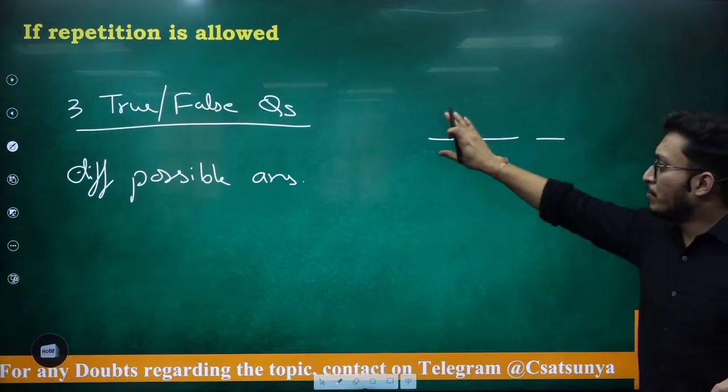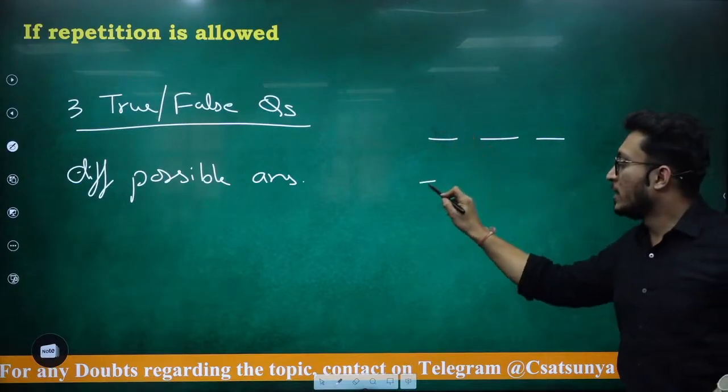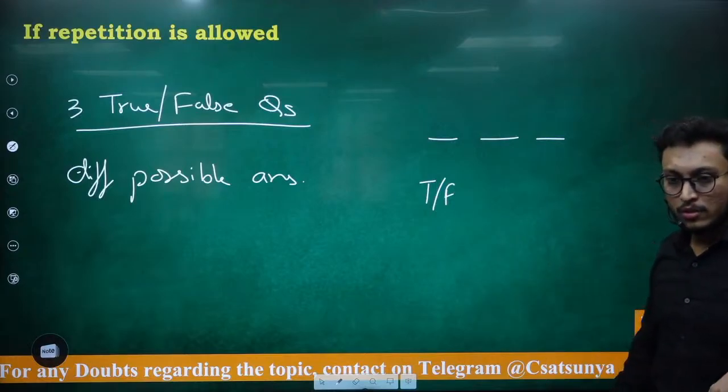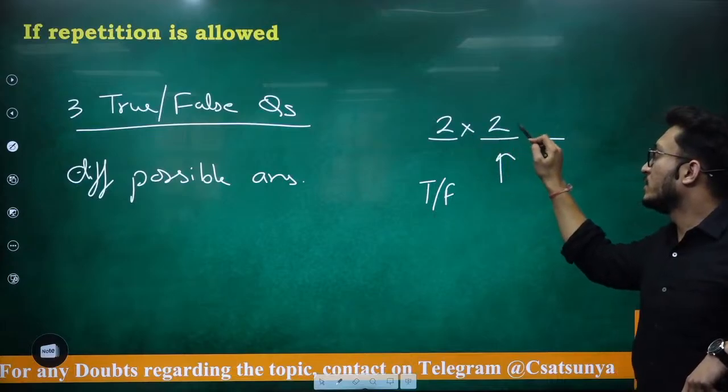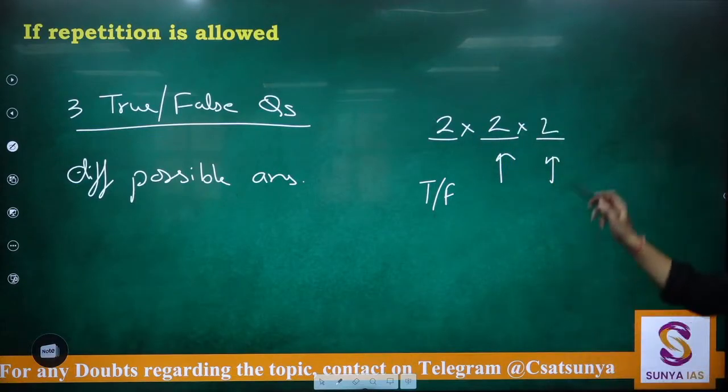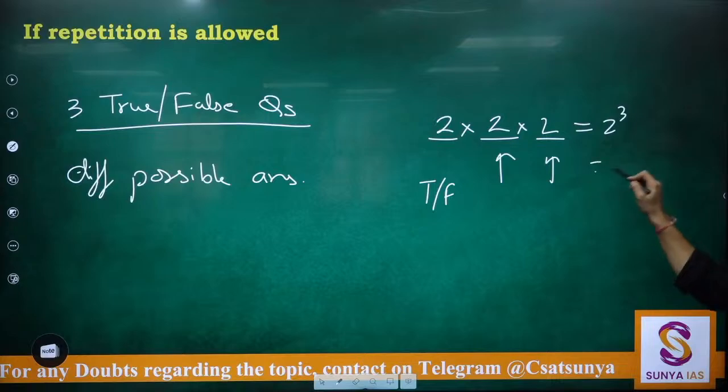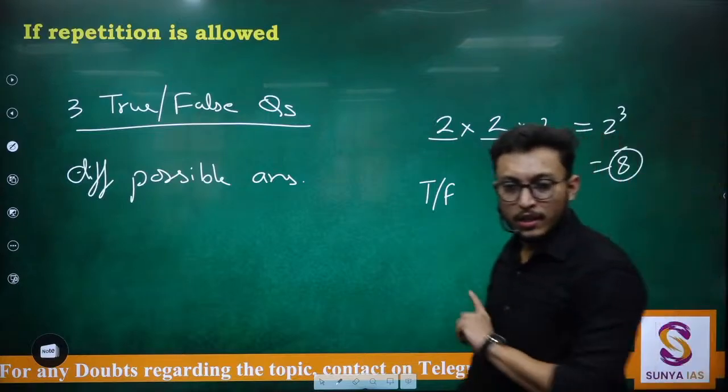Number of ways of performing this. Either it is true or it is false. Same for this, same for this. So for all the 3 questions I have 2 options. Can I say it is nothing but 2 cube? Yeah, 8. Is this clear?